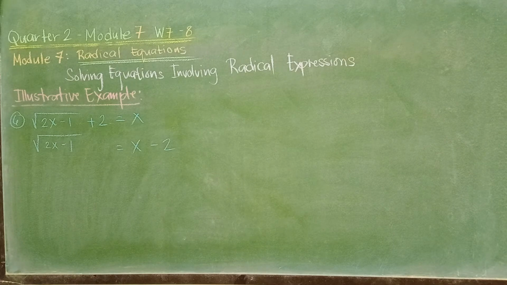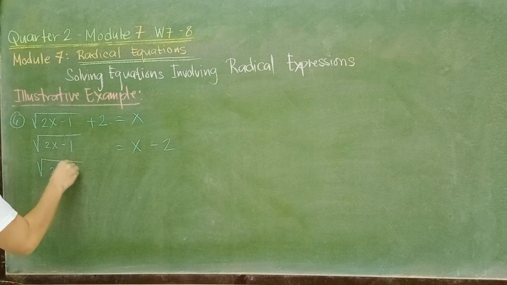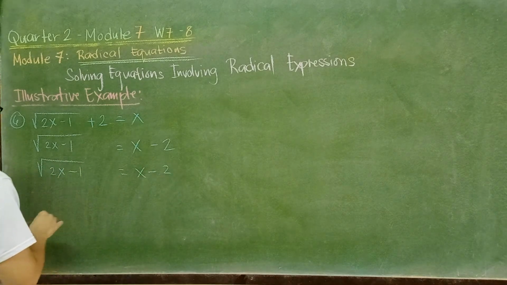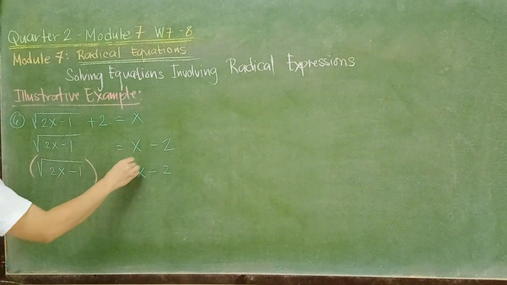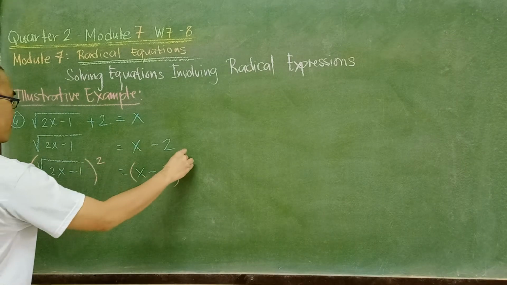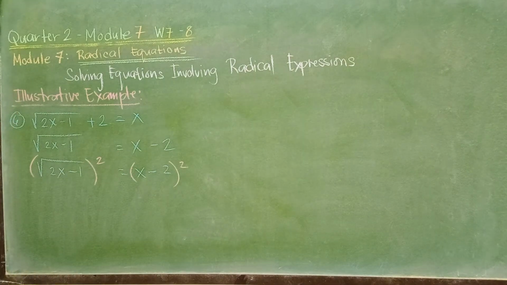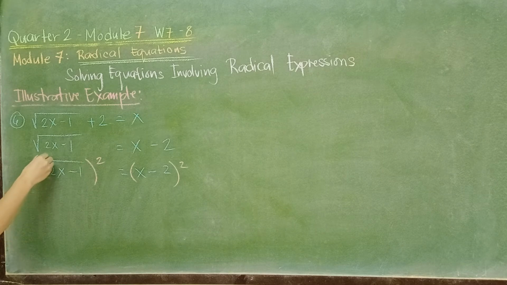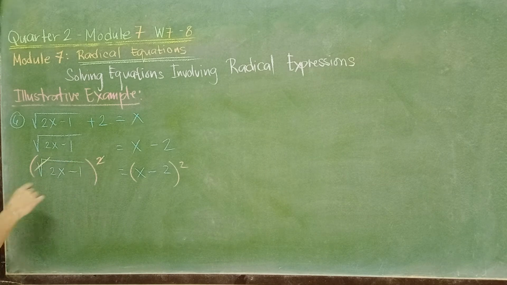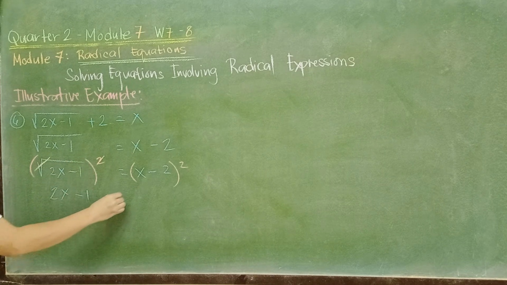Next, after natin matranspose yung mga terms na walang radical sign sa kabila, i-square na natin both sides since yung radical sign na ginagamit natin is a square root. So, i-square natin both sides. So, on this side, sa left side, pwede na natin i-cancel yung radical sign. So, yung matitira na lang is 2x minus 1.